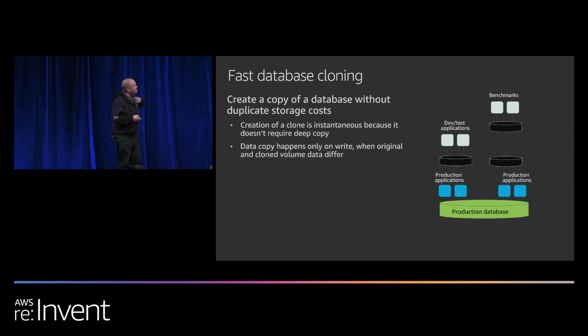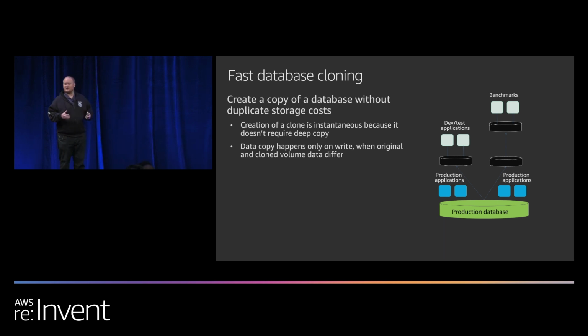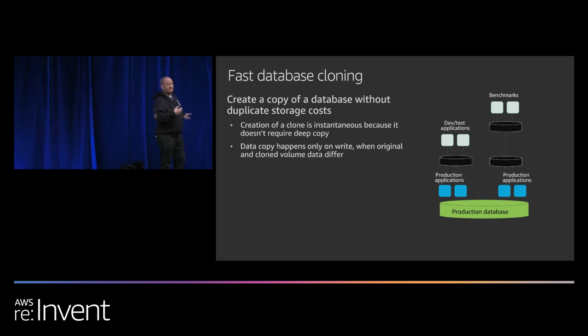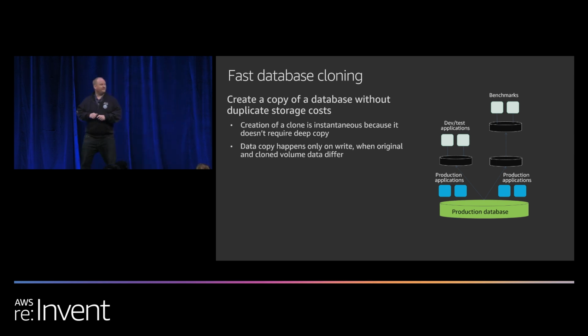So database cloning, this is a nifty feature. Given that we have this central storage layer, you can create read replicas, up to 15 read replicas. On the global database secondary side, you can create up to 16 read replicas there, and you could promote one to be a master in case of an emergency, so a disaster recovery type of thing.